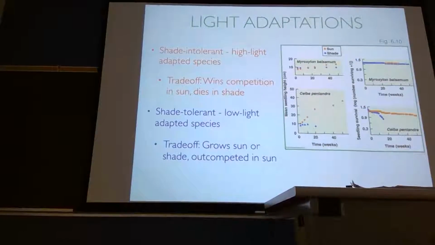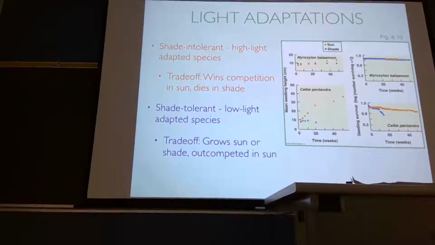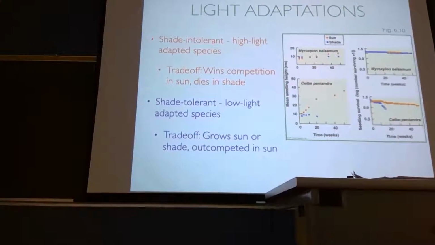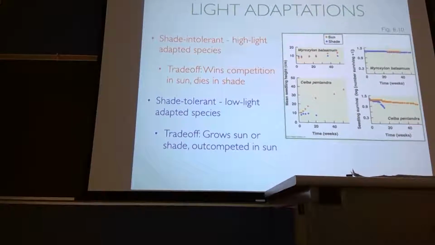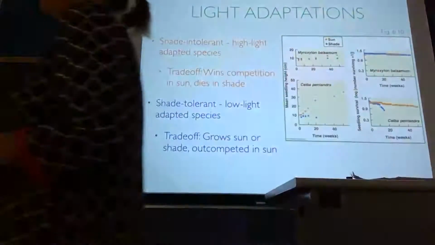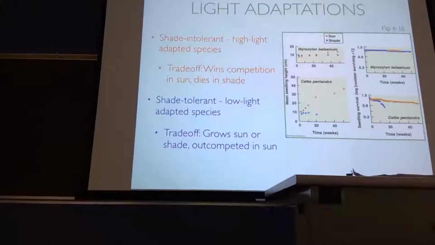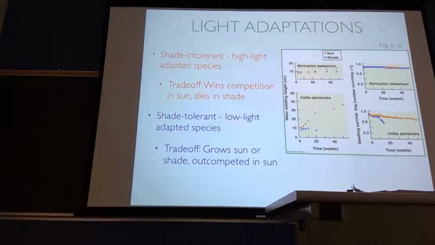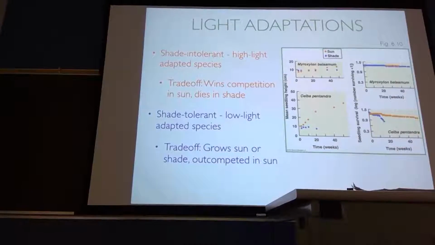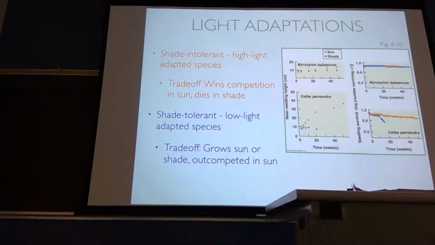Okay, all right. The shade intolerant species, these high light adapted species, their trade-off is that they win competition in the sun. When there's lots of light, they're going to do well, they're going to grow faster, they're going to photosynthesize more, they're going to be the best competitor in that particular condition. Their trade-off is they can't live in the shade. They have too high a respiration rate, they need too much photosynthesis, that when light levels get really low, they can't live there.